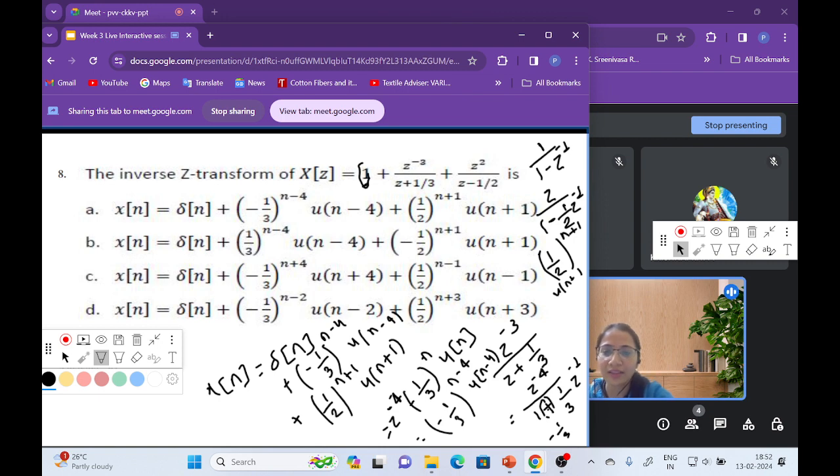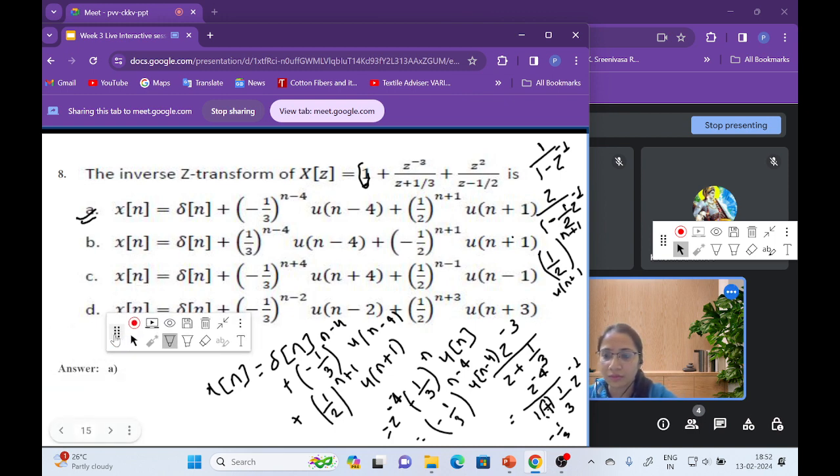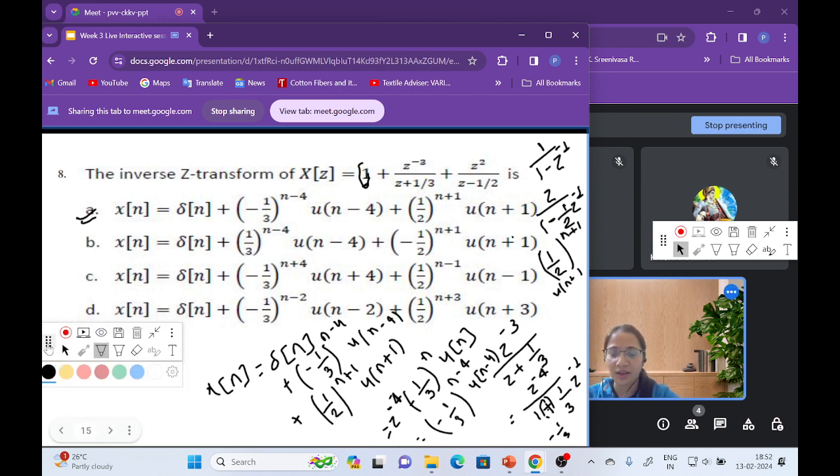Okay, so match this with the answers. Which one is the correct answer? x of n will be delta of n plus minus 1 by 3 to the power n minus 4 u of n minus 4 plus 1 by 2 to the power n plus 1 u of n plus 1. So the correct answer will be A only. Yeah, correct answer is A.